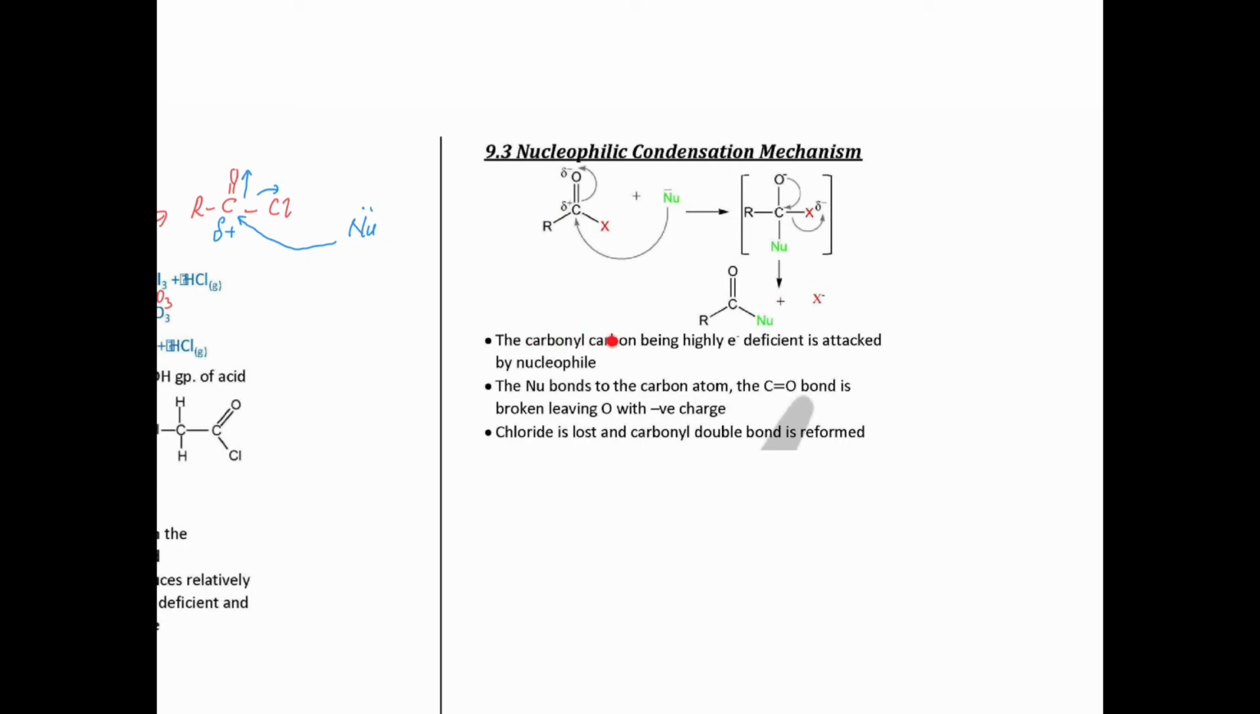Now the carbonyl carbon, being highly electron deficient, is attacked by the nucleophile. The nucleophile bonds to the carbon atom. The C=O bond is broken, leaving O with a negative charge. You can see the negative charge here. Chloride is lost and the carbonyl double bond is reformed. So it's a single bond, after that becomes a double bond again. And the X minus comes out, that is the chloride. Chloride will just go away.